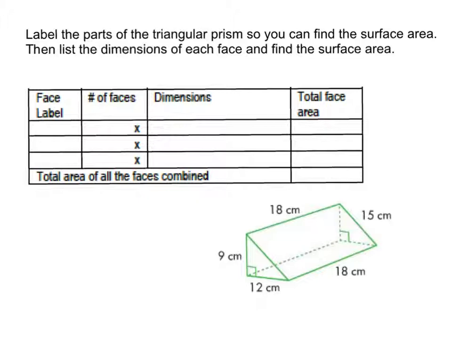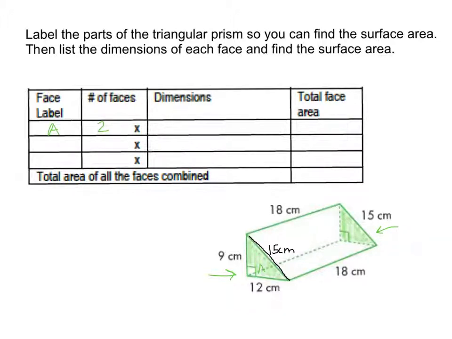I'm going to go through the same procedure with this triangular prism to find the surface area. First, I'm going to find the three edges of the triangle itself. I have a 9 centimeter, a 12 centimeter, and then this diagonal piece right here is labeled as 15 centimeters. The first face I'm going to list will be this triangular base. I'm going to label it A. I have one in the front and one in the back that are identical. So I have two of them labeled A.